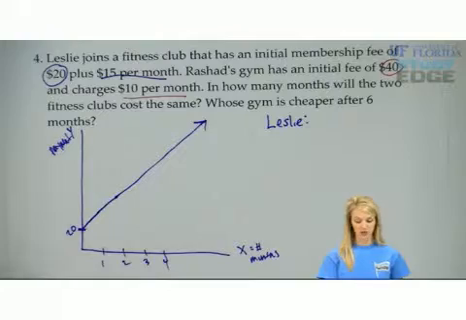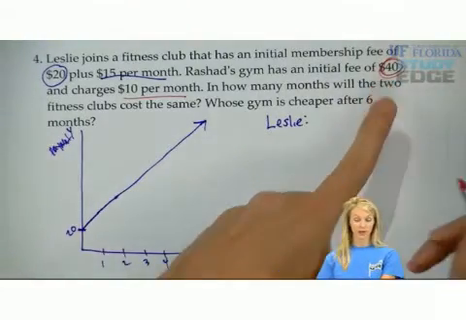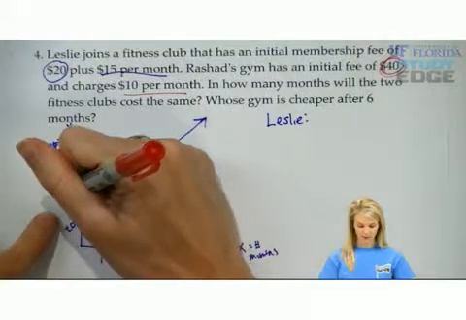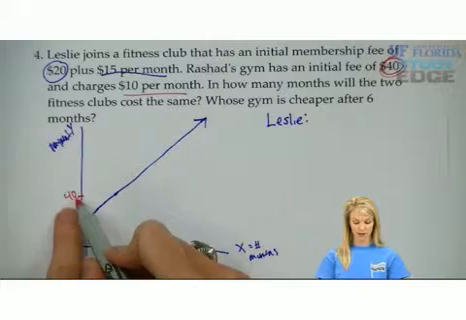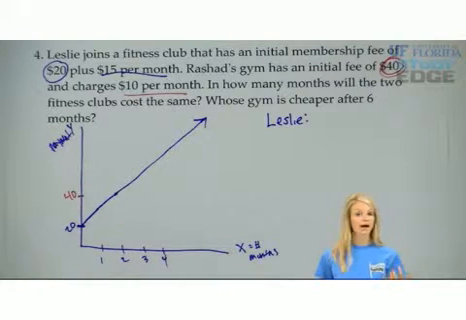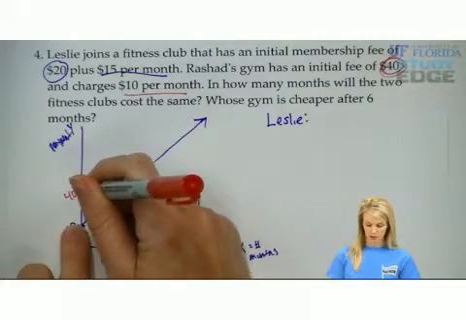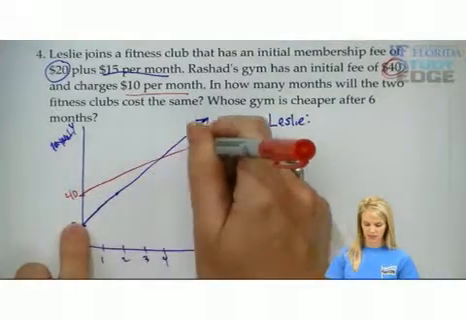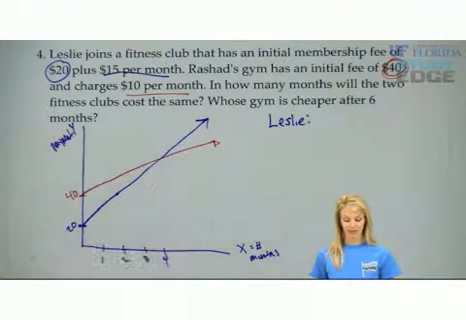Now Rashad, on the other hand, has to start by paying $40. Well, $40 is more than 20, right? He has to start by paying 40, but he's not paying as much every month. Each month he needs to pay $10 more. So the amount he's paying is increasing in total, but it doesn't increase as quickly as what Leslie pays.